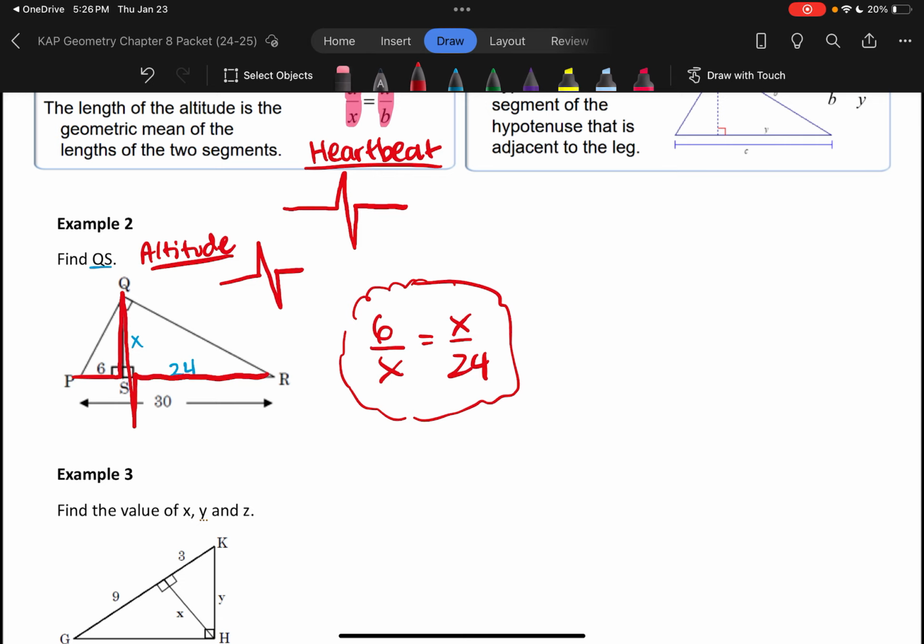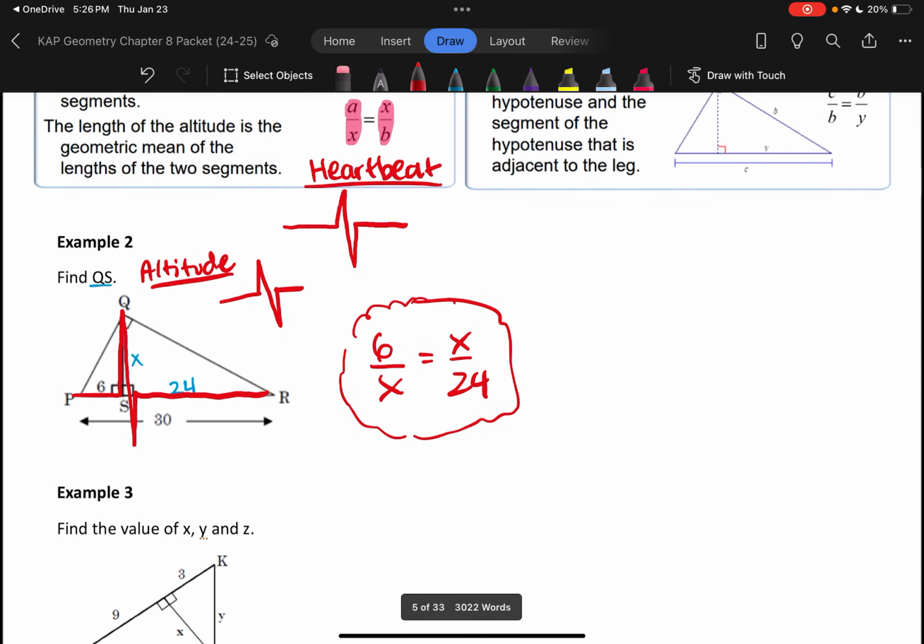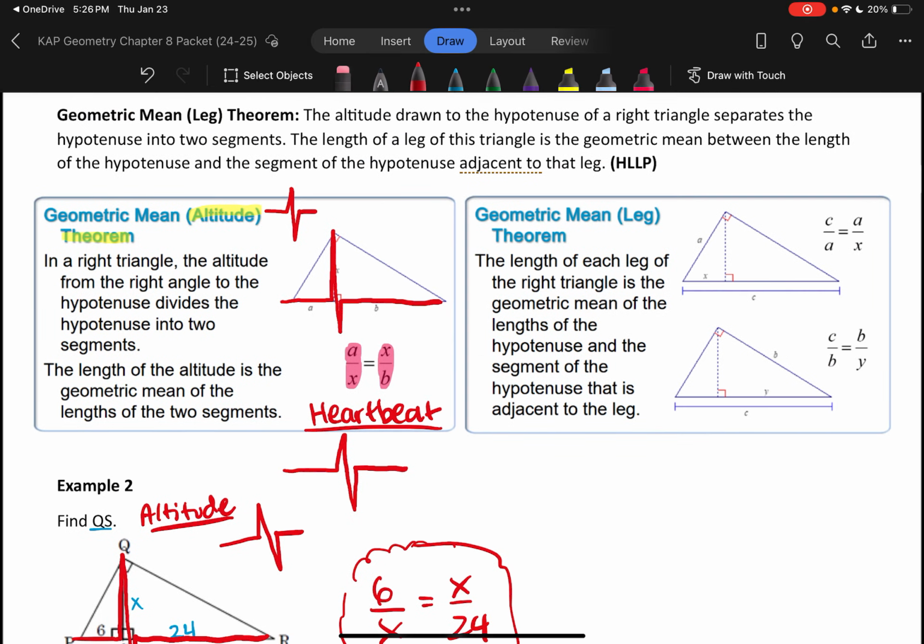The next theorem we want to take a look at here is going to be known as your leg theorem, right? So this leg theorem over here off to the right is going to be used anytime that you are looking for one of the legs of the large triangle as a whole, right? Or in other words, you're using this theorem whenever I'm not utilizing the altitude pretty much.